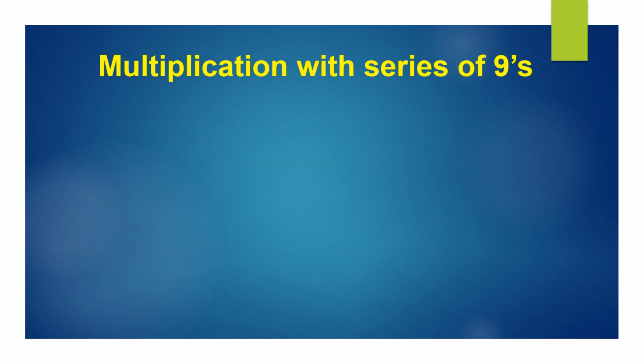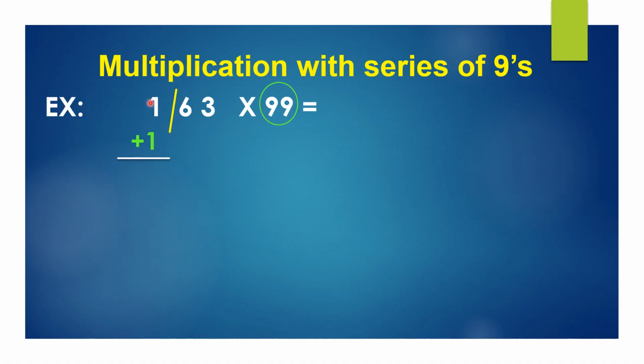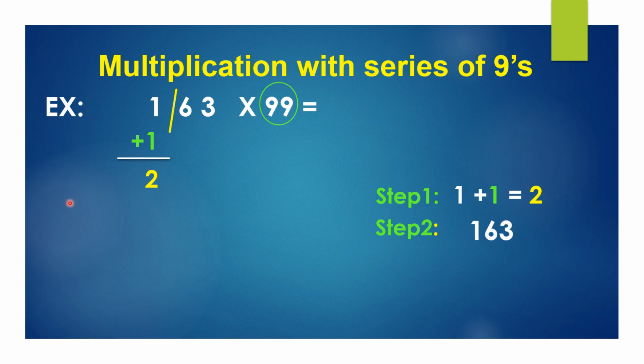Let's see one more example now. 163 into 99. First thing, 99 is a 2-digit number. So after 2 digits from right hand side, we'll have a partition over here. So as first step, you do plus 1 to 1. It is 2, that is step 1. And step 2, you consider this full number 163, the number by which you are multiplying. You subtract 2 from it, the answer which we got in step 1. It is 161. This is our first part. So write the answer 161 over here.